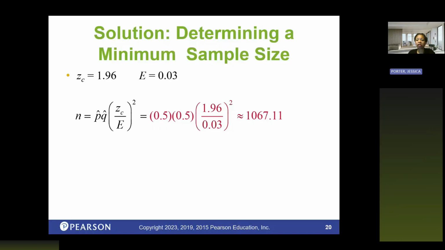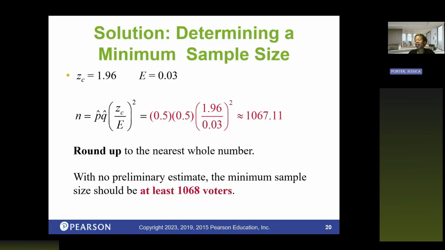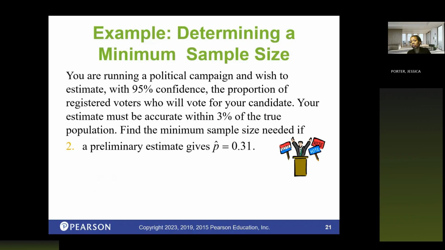Look, I'm all right. My brain is on break. So here's the last part of that. With no preliminary estimate, the minimum sample size should be at least 1,068 voters.